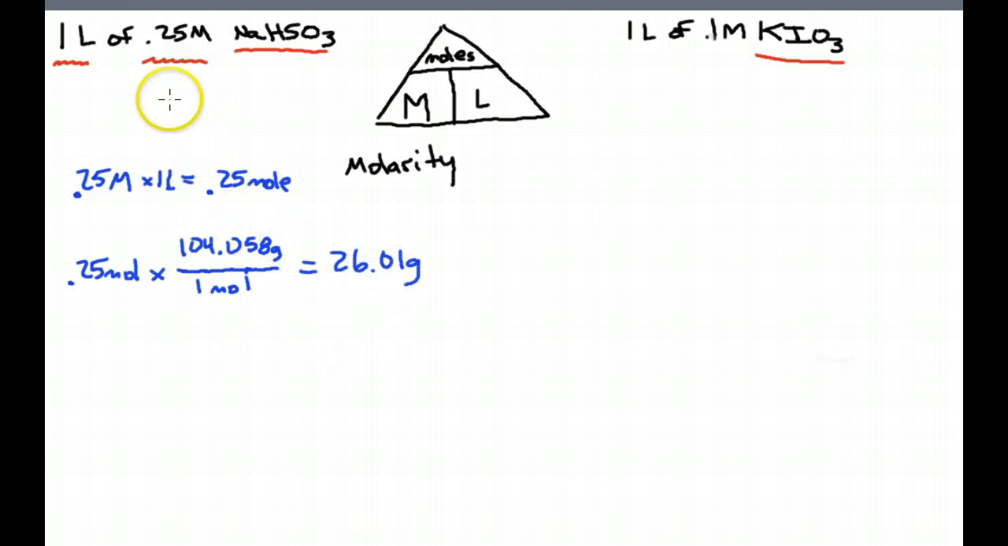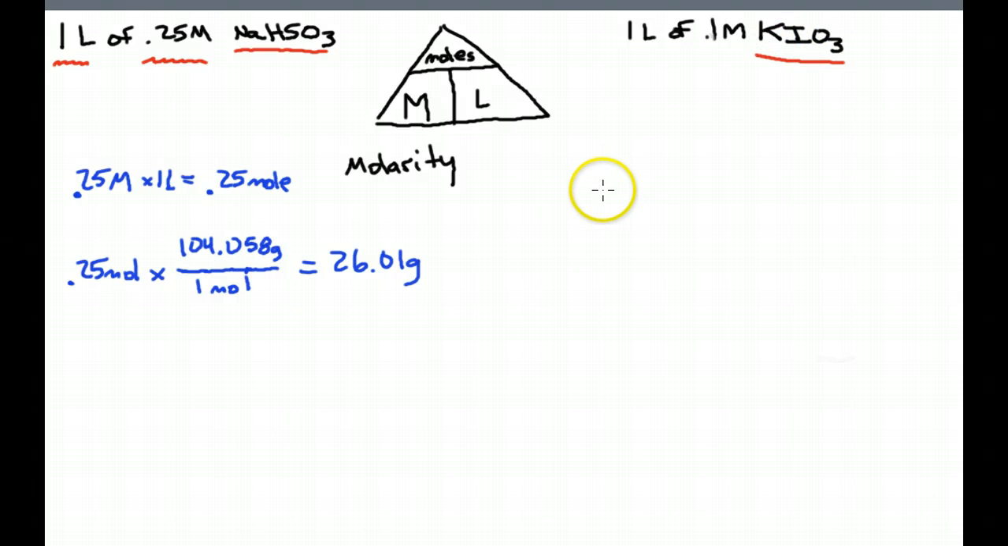All right, so that's figuring out, if you need a quarter mole solution of sodium bisulfite, you need a liter of it, that's how much you would put into a liter. If you need 500 milliliters of this concentration, you would just put half of that. All right, so now we're going to figure out the other solute here, potassium iodate. Again, a liter of 0.1 molar potassium iodate.